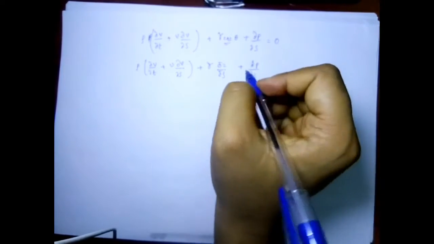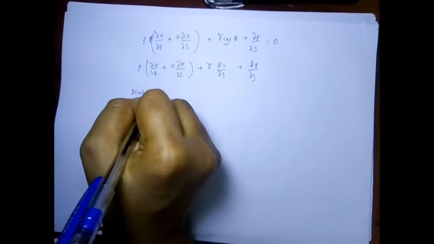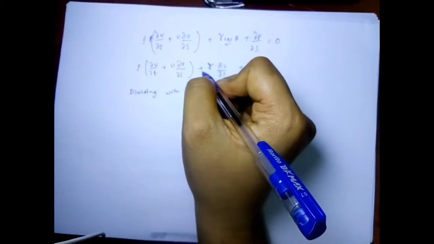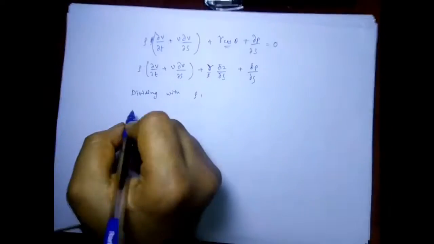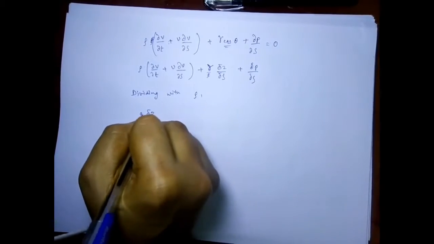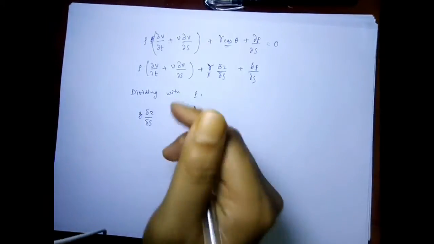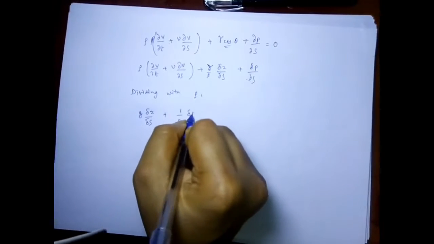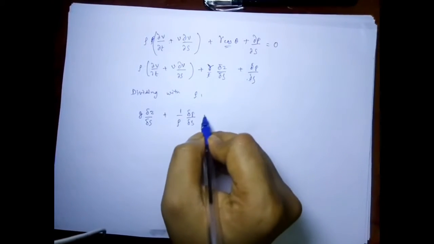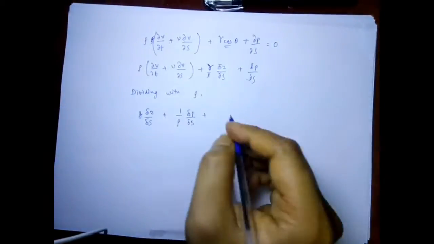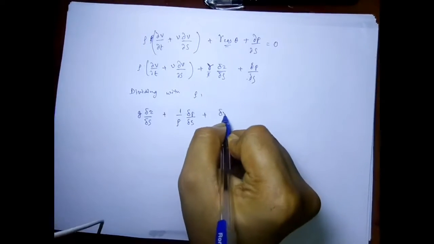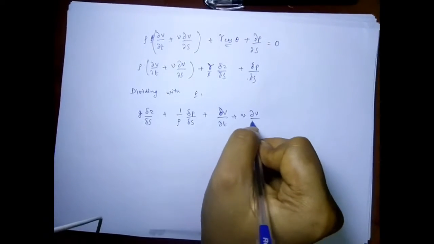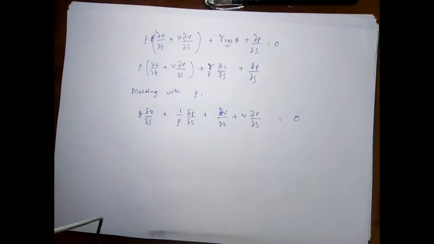So let's divide this equation with rho. Dividing with density rho, we get, so if I divide gamma with rho, I'll get G del Z upon del S. Let's write this term first, plus this term will become 1 upon rho del P upon del S, plus dividing this term with rho, it will be del V upon del T plus V del V upon del S, that is equal to 0.